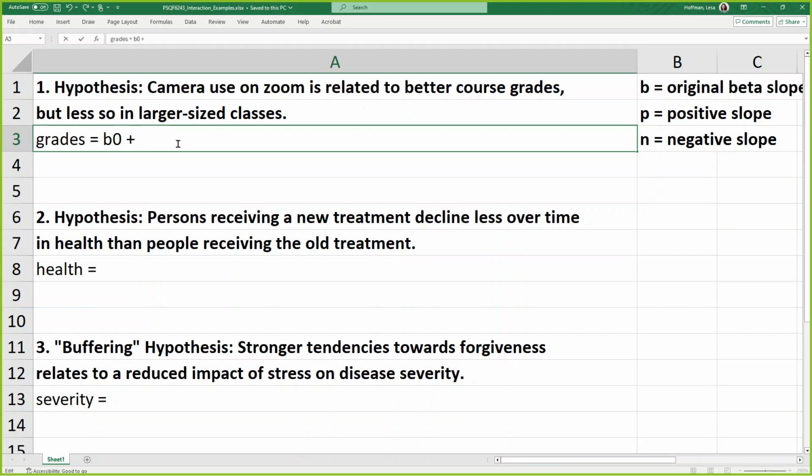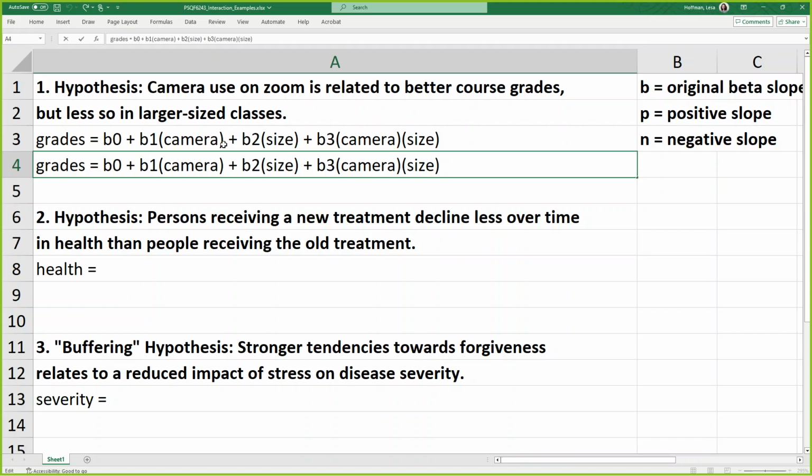All right. So then I need a main effect, as it is called, for each of the variables in the problem. So camera use would be one. What's the other one? Class size. Yeah, class size of some kind. And then we would have the interaction term, which would have both, camera and size. I'm going to copy that, put it down here.